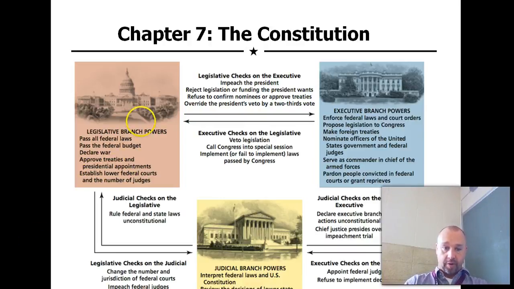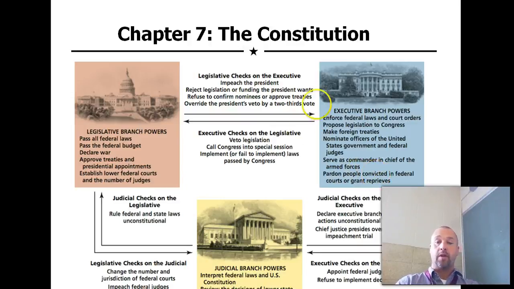We'll have our legislative branch, which they had under the Articles, and that's headed by Congress. And they're going to pass federal laws and the budget. They have the power to declare war, not the president. We're going to have the executive branch. They're going to enforce the laws, headed by the president, but not all powerful. So the president is the commander-in-chief, but does not have the power to actually declare war.